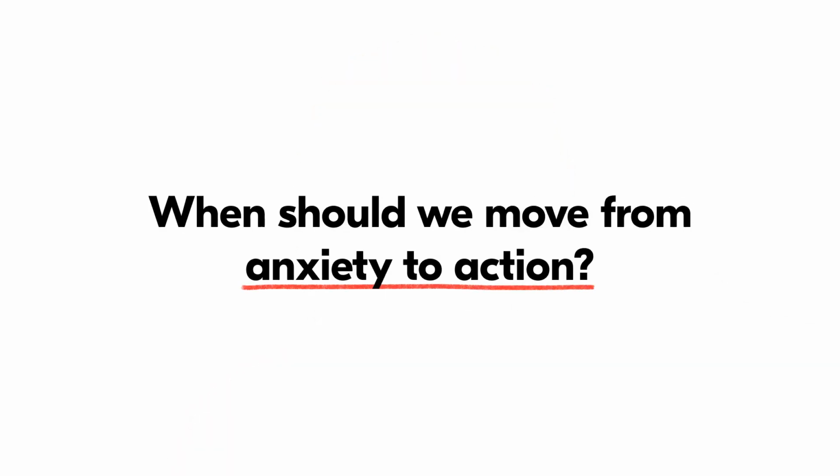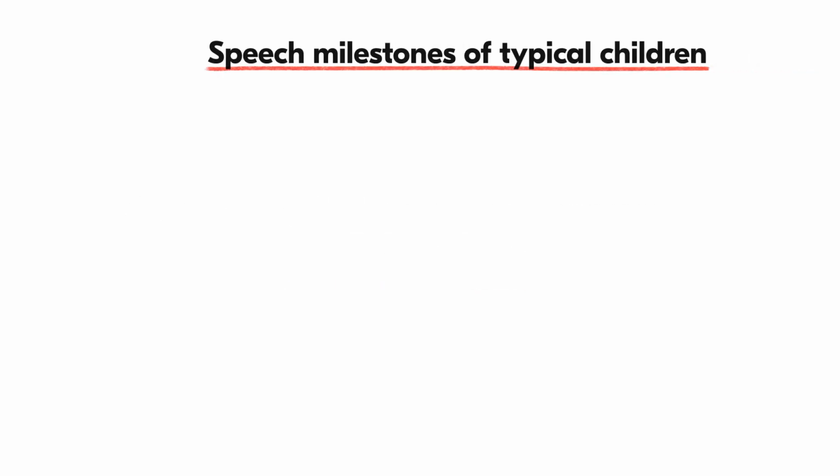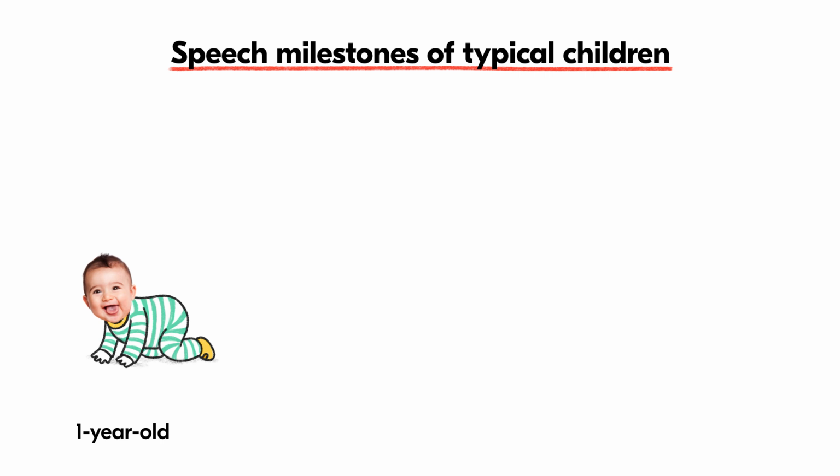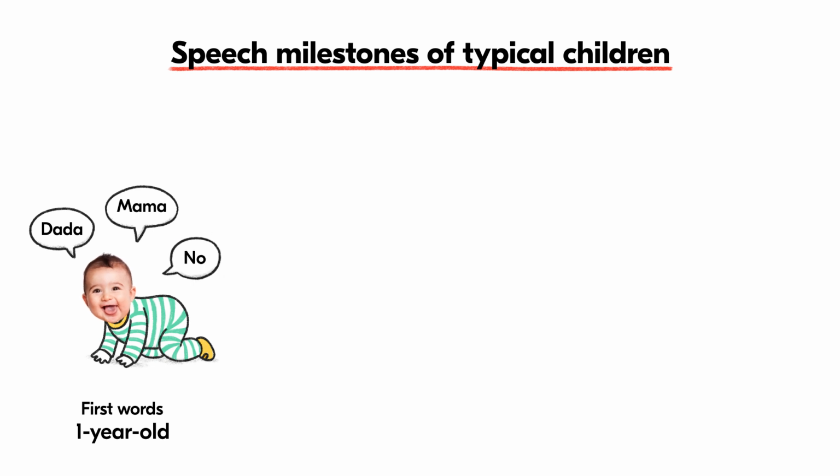So, as parents, when should we move from anxiety to action? A typical child in their first year can usually say some words. These might include mama, dada, or no. They gesture to what they want and point at required items.